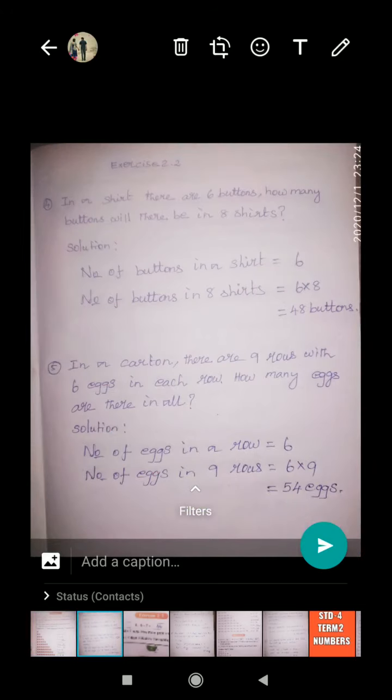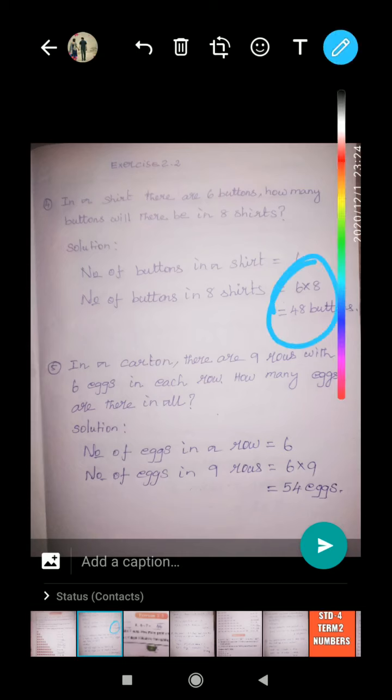See the solution. Number of buttons in a shirt equal to 6. So number of buttons in 8 shirts, you have to multiply 6 into 8 to get the total number of buttons. So the answer is 48 buttons.